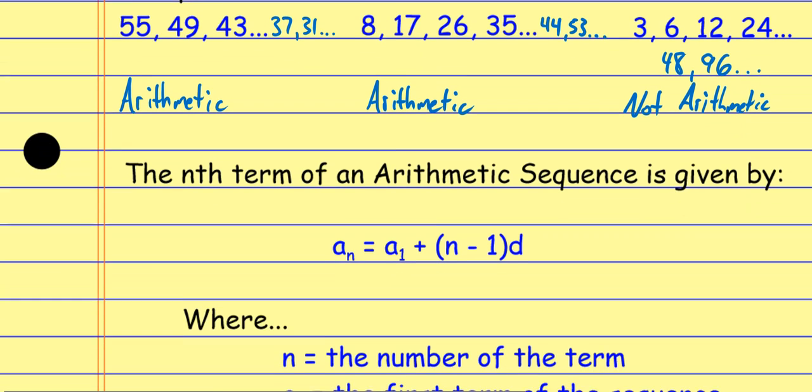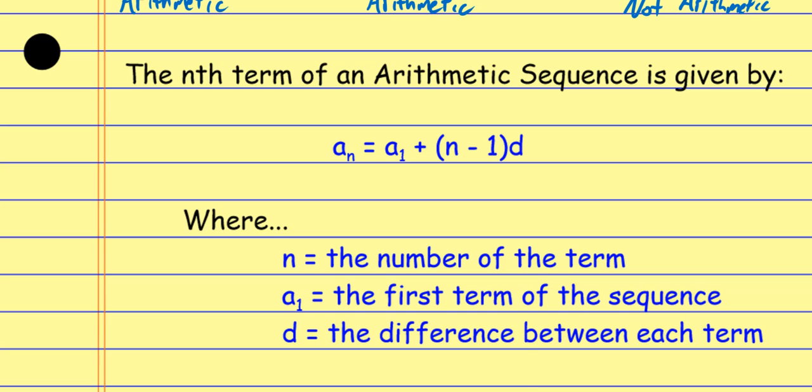In terms of finding different values in an arithmetic sequence, an arithmetic sequence is given by this equation, a sub n, so the nth term equals a sub 1, which is the first term, plus n minus 1 times d, okay? So the nth term equals the first term plus the number of the term we're looking for minus 1 times d. And when you look at this, this equation might feel a little bit familiar. Maybe it doesn't as you look at it.